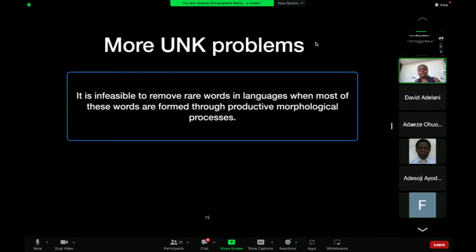Another problem is that for certain words, in certain languages, it's not practical to remove rare words, because some of these words are formed through productive morphological processes.